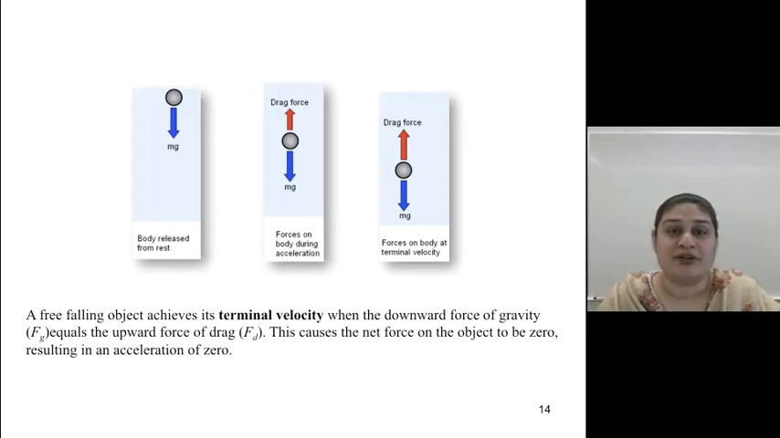Again, if I was to do a free body diagram of this person falling, the first effect is going to be mg, which is the weight of this object falling downwards due to the acceleration due to gravity. The drag force is acting upwards, and the arrow is smaller. When this drag force arrow becomes equal to the weight downwards, that means this object has reached terminal velocity.